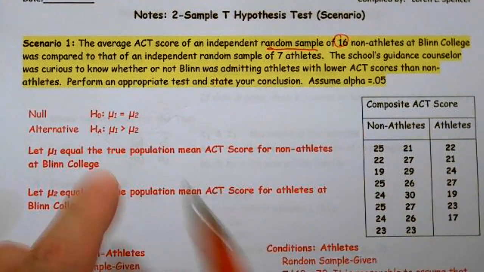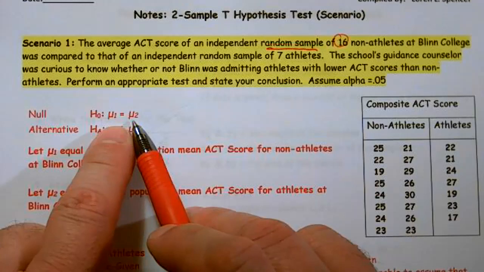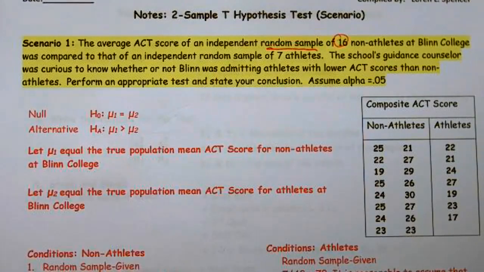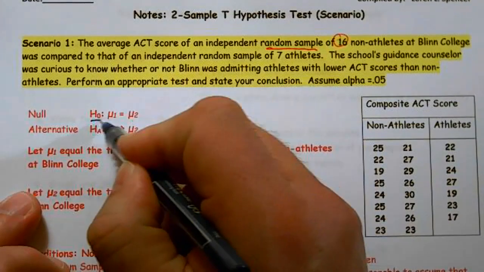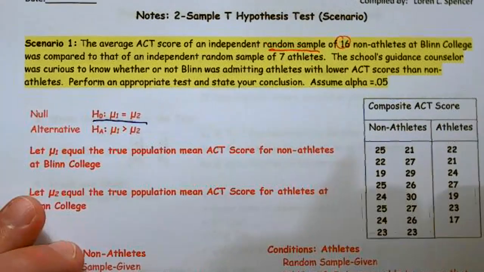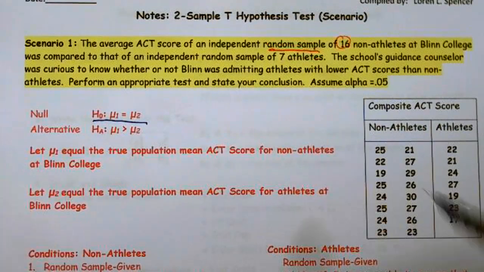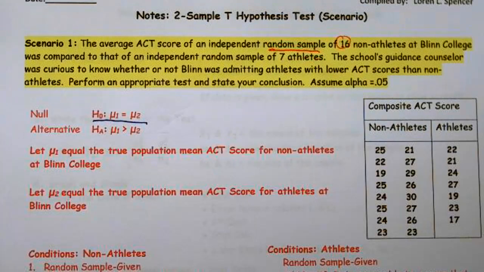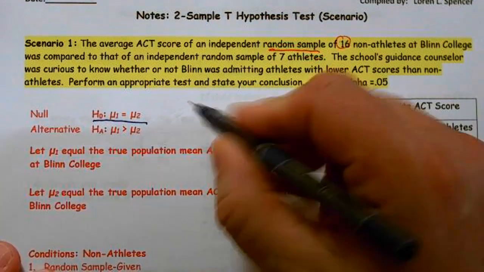Well, as I said, mu1 equals mu2. That's always going to be the case. For two sample, this will always be the case. And obviously I have two sets of data, so it's either going to be paired or two sample. Well, the data lengths are different, so that means it can't be paired. But beyond that, I have two independent groups. I have athletes versus non-athletes. So since I have two independent groups, that also means it's going to be a two sample. So this is going to be a two sample test.